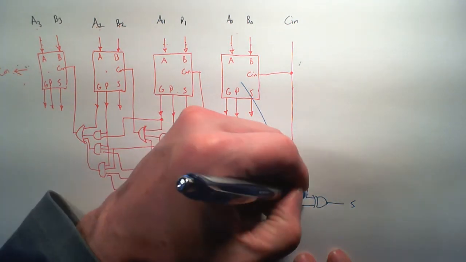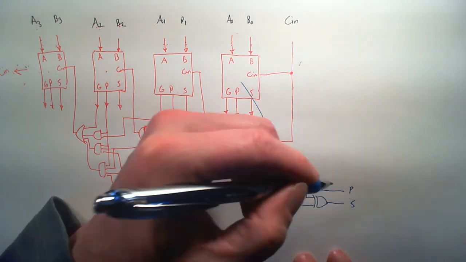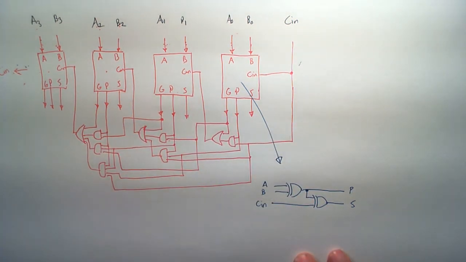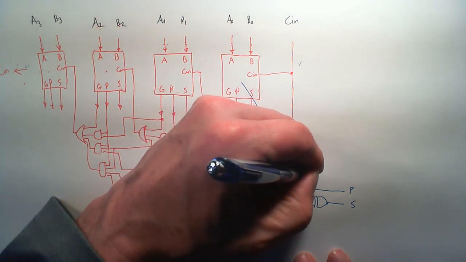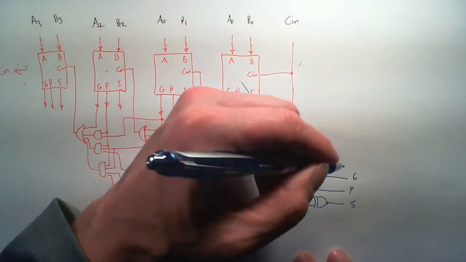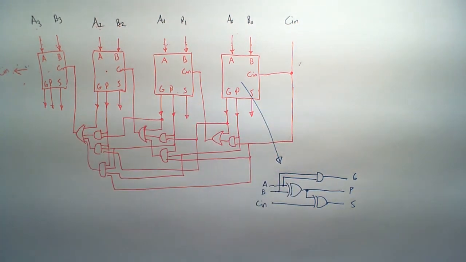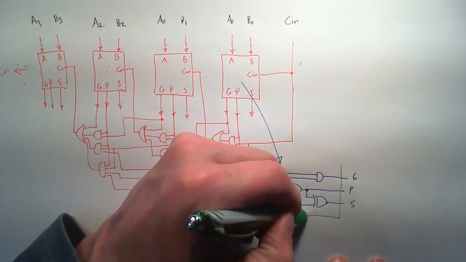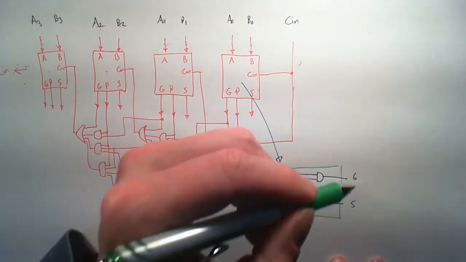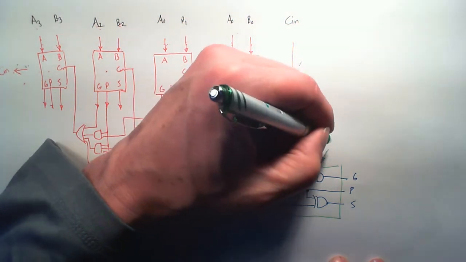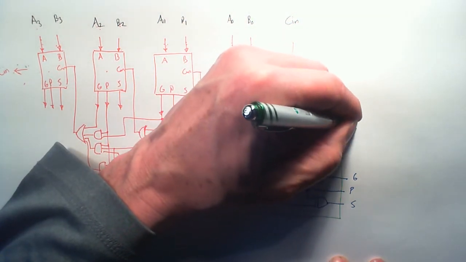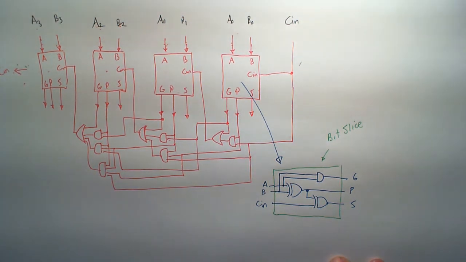Instead, I'm going to generate the propagate signal, and I've already got that. A XOR B is propagate. And I'm also going to create a generate signal, which is just the AND of A and B. So if I put that circuit in a box, now I've got a new bit slice. This bit slice is different than the bit slice circuit I used for the ripple carry adder because it does not generate a carry out. It generates generate and propagate instead.